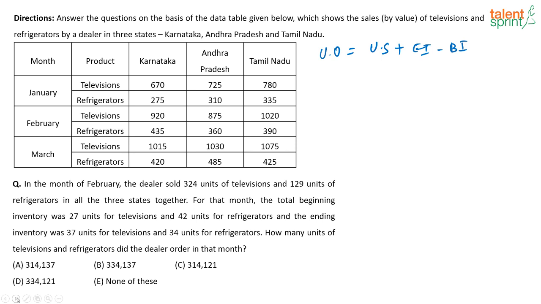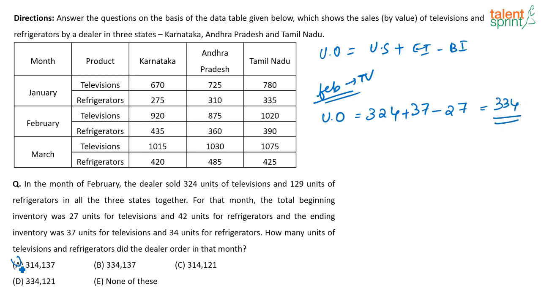In the month of February, the dealer sold 324 units of television. So units ordered is equal to units sold. And for this month, for televisions, the beginning inventory was 27 and the ending inventory was 37. So how many televisions were ordered in the month of February? 324 plus 10, or 334 units, were ordered. So obviously these two answers have gone wrong. It has to be this or this.